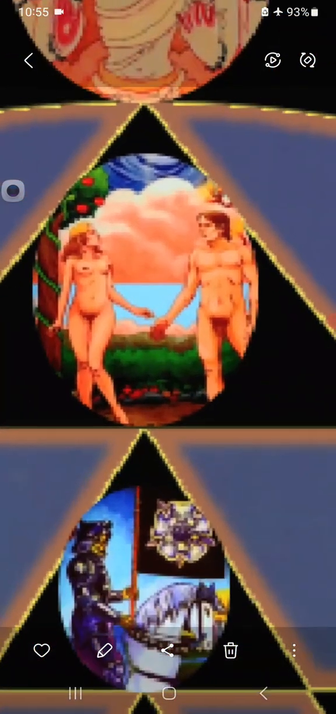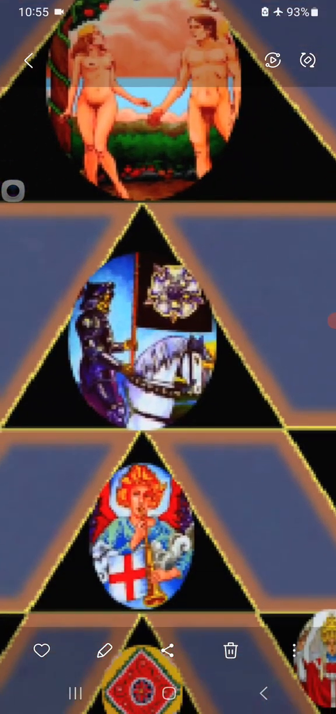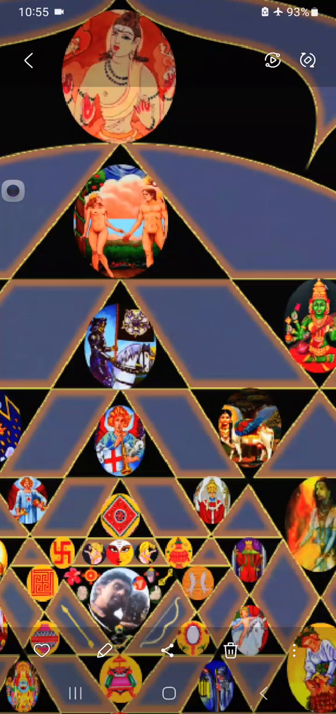That is the fourth and the fifth avarana. Fourth is Sarva Saubhagyadayaka Chakra, and fifth is Sarvartha Sadhaka Chakra. So, what are these two chakras? Saubhagyam means fortune or money, and Sarvartha Sadhaka means Artha. Artha again means wealth or money.